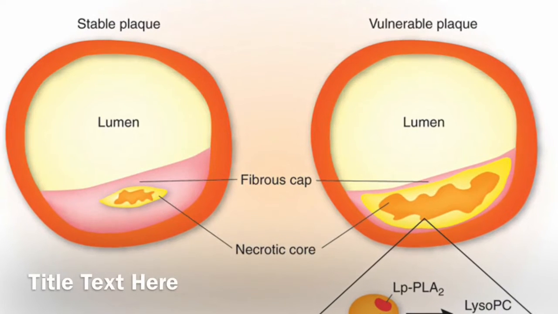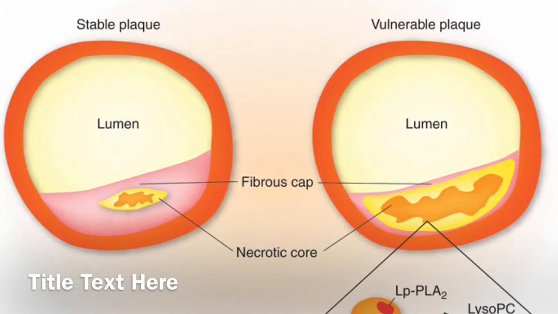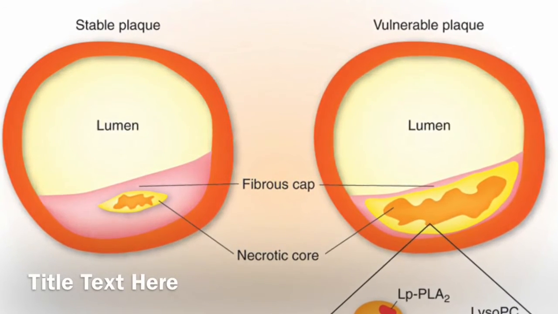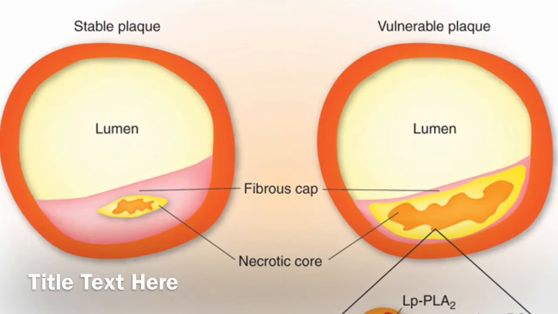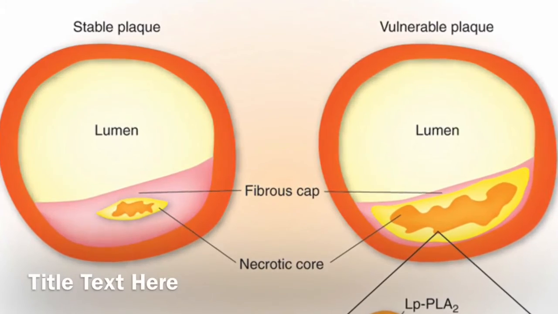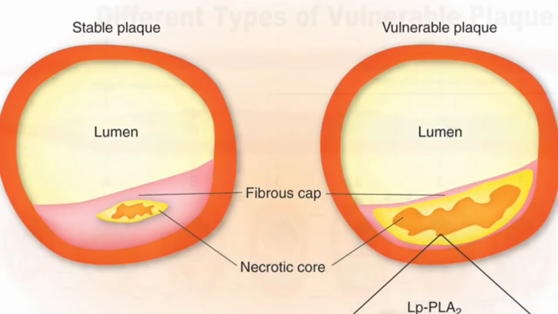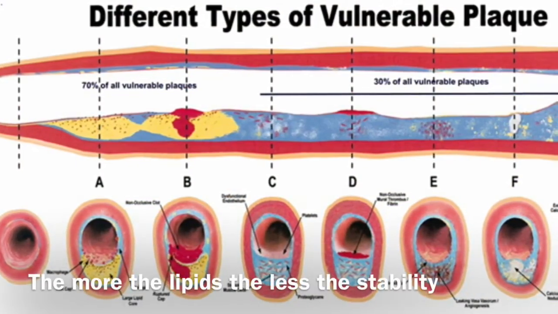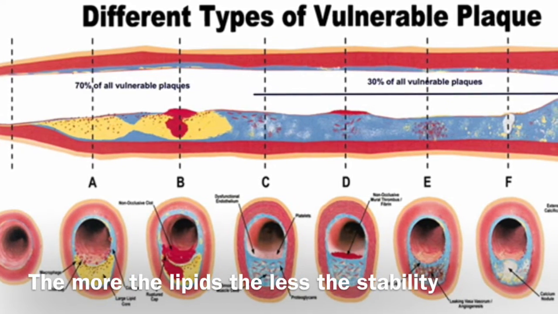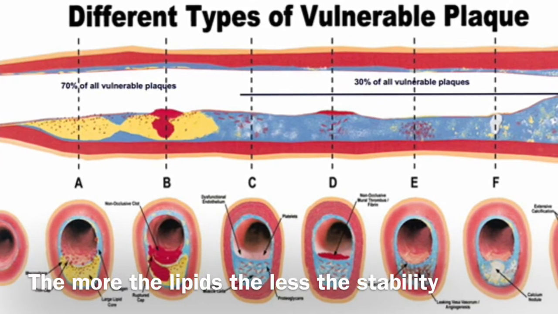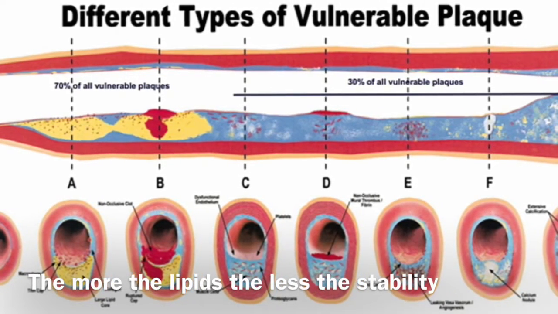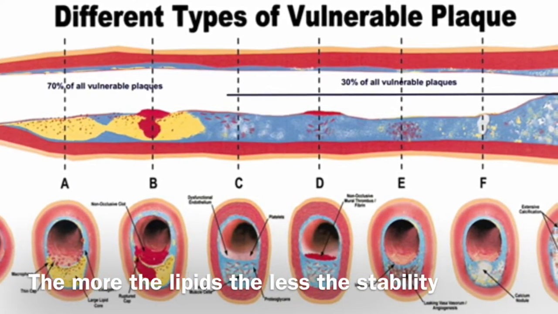The ratio of inner lipids to outer fibrous tissue varies from plaque to another. As seen here in this image, there are two plaques of the same size but totally different composition. Again, plaques everywhere. Actually a spectrum of plaques. Each one has a different composition, ranging from predominantly lipid to predominantly calcium.